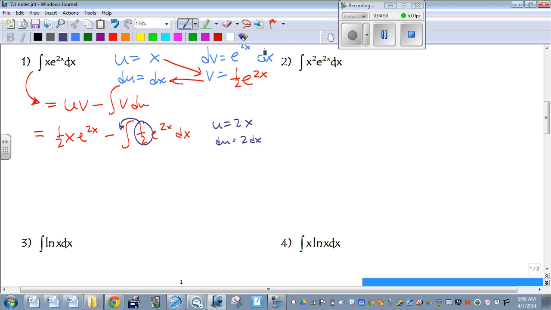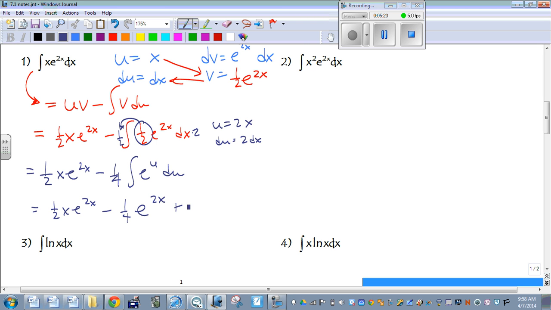So similarly to what we did up here, I'm going to multiply the inside by 2, outside by 1/2. So we end up with 1/4 out in front. And then on the inside, e to the u du. So we can do the antiderivative of e to the u. That's just going to be e to the u. So we get 1/2 x e to the 2x minus 1/4 e to the 2x. And now we can finally put in that plus c once we finish off that last integral.